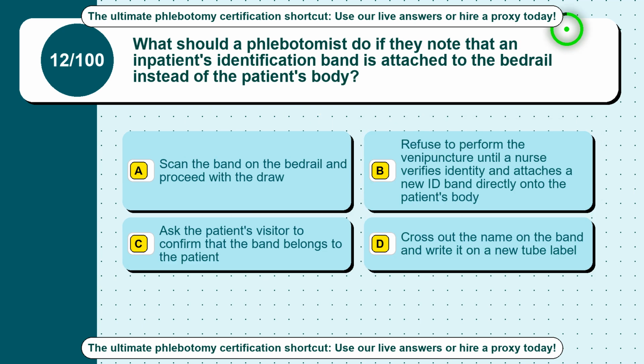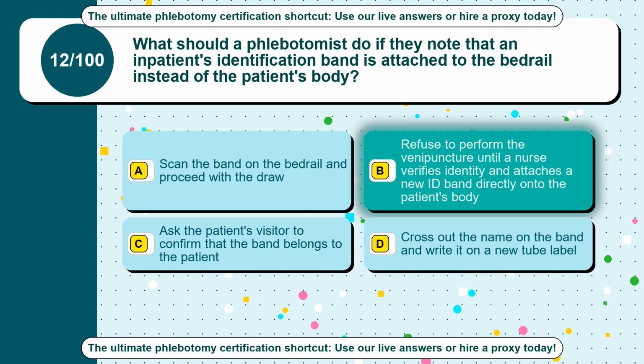Question 12. What should a phlebotomist do if they note that an inpatient's identification band is attached to the bed rail instead of the patient's body? Option A. Scan the band on the bed rail and proceed with the draw. Option B. Refuse to perform the venipuncture until a nurse verifies identity and attaches a new ID band directly onto the patient's body. Option C. Ask the patient's visitor to confirm that the band belongs to the patient. Option D. Cross out the name on the band and write it on a new tube label.